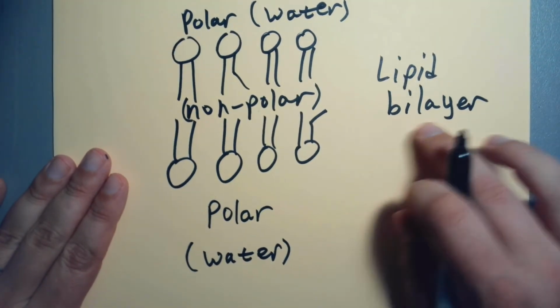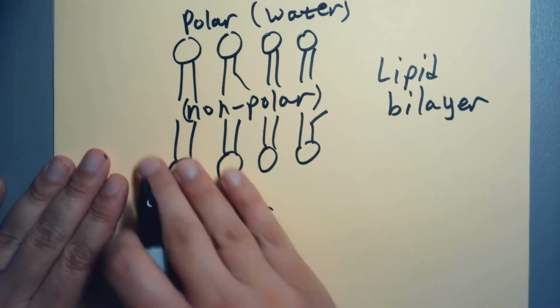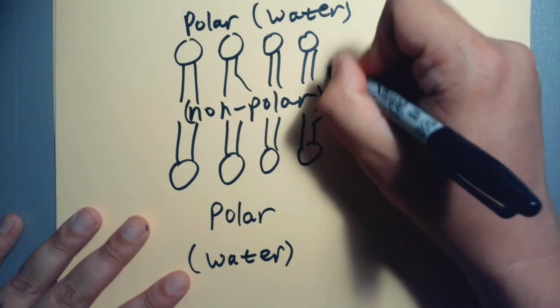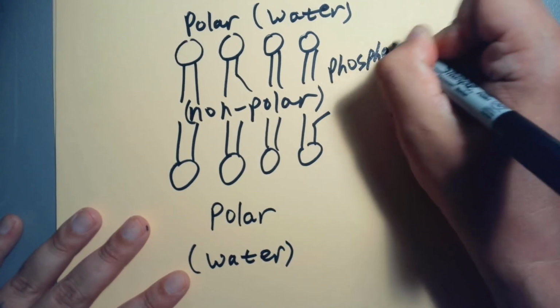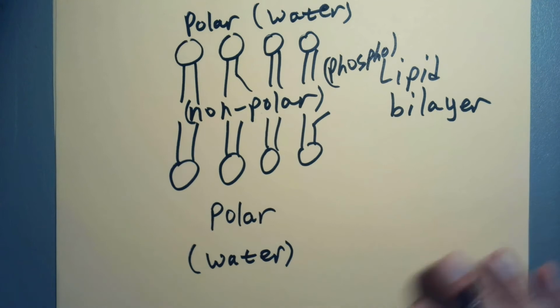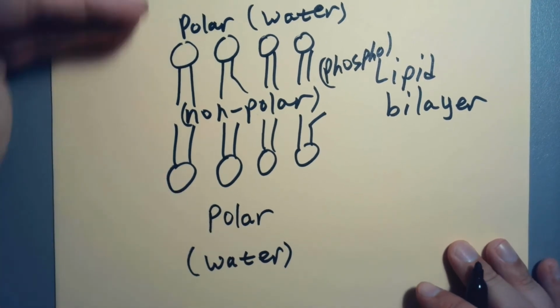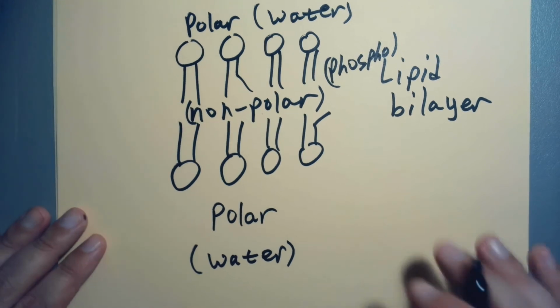So what does that mean? It means 2 layers of lipids, 2 layers of phospholipids. Sometimes it's also called the phospholipid bilayer. It can be said both ways: lipid bilayer, phospholipid bilayer. Either one's fair game. So then the question becomes, well, how do things come in and out of the cell?